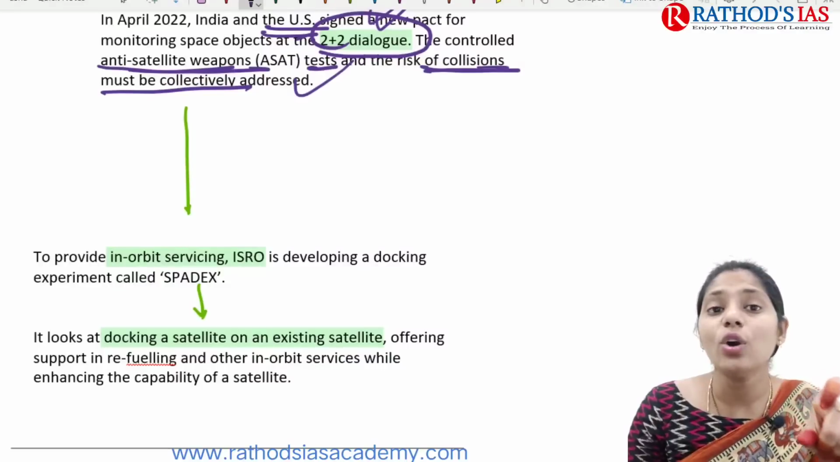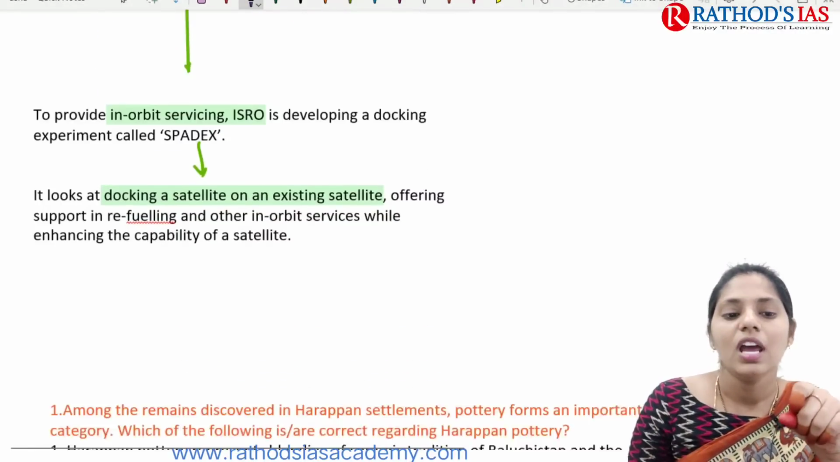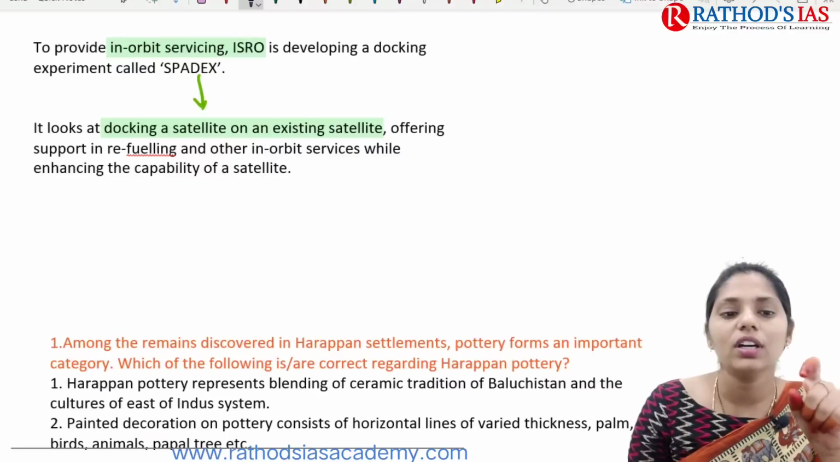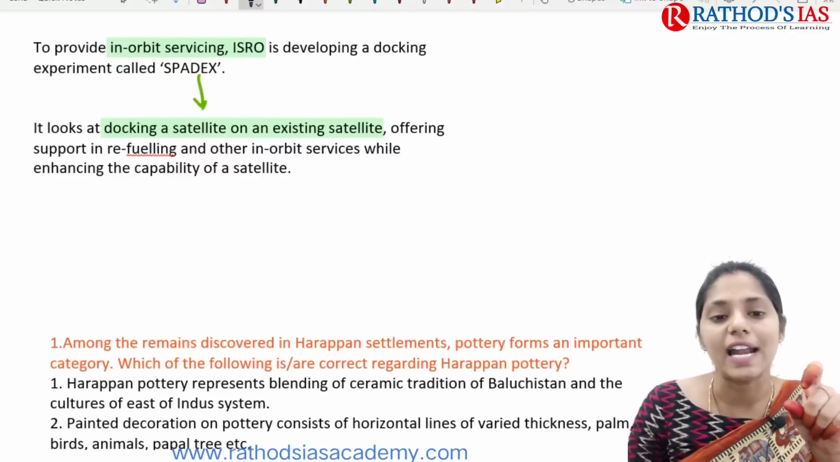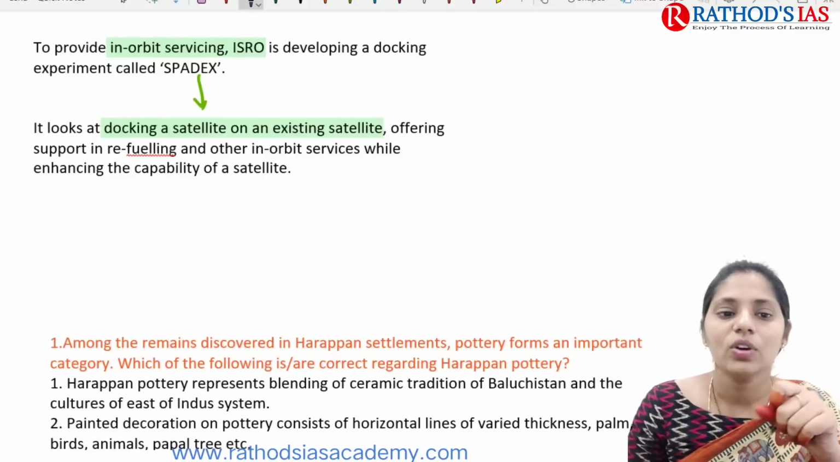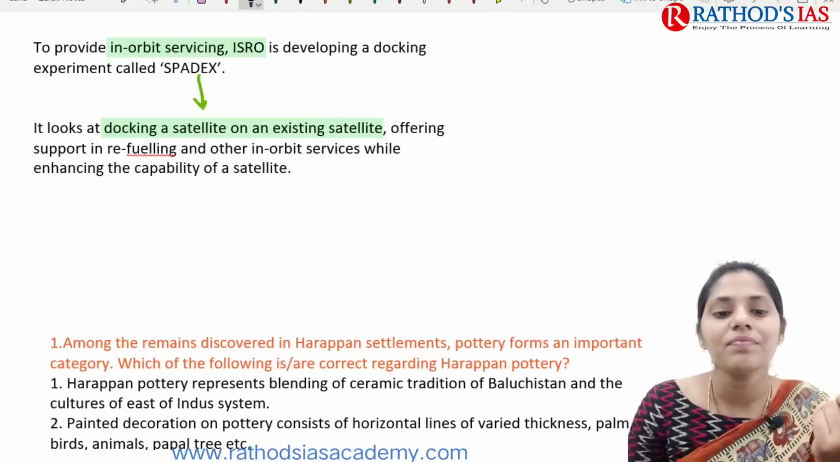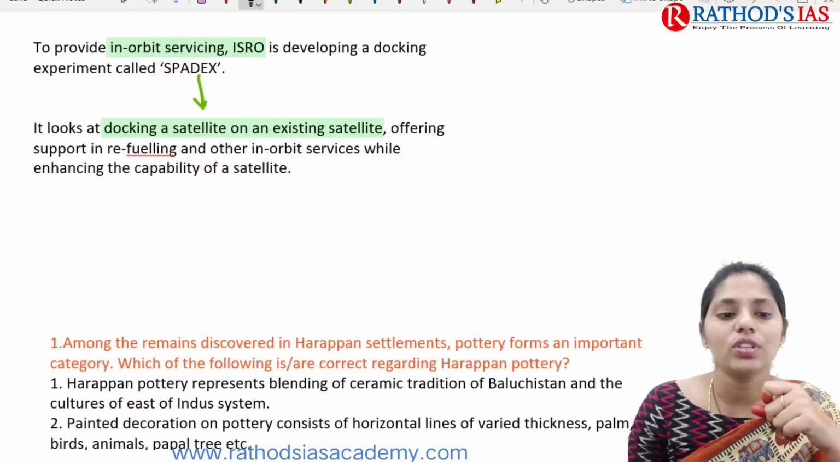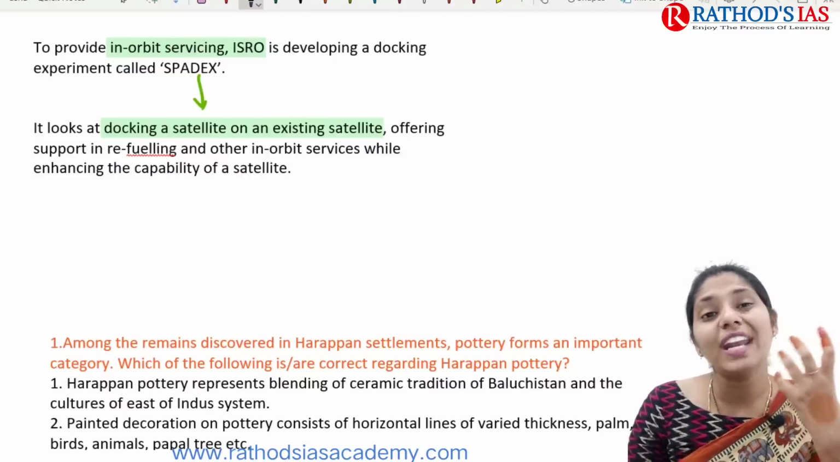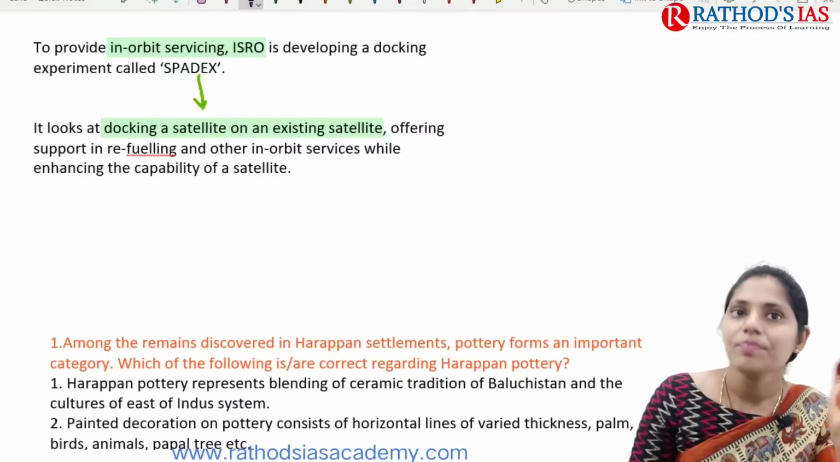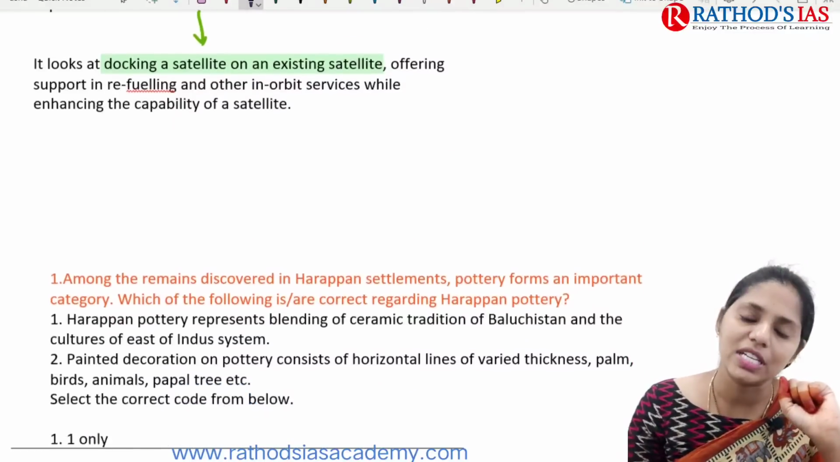And we need to provide in-orbit servicing as well. Here we need to look at docking a satellite onto an existing satellite, which will be helpful for refueling and other orbital services as well. In this way we can enhance the capability of a satellite. So these are some important steps that we can take.